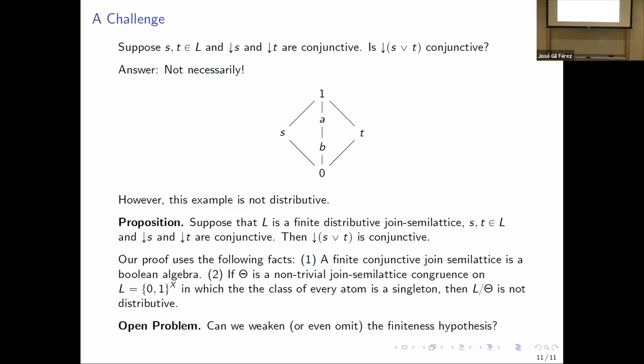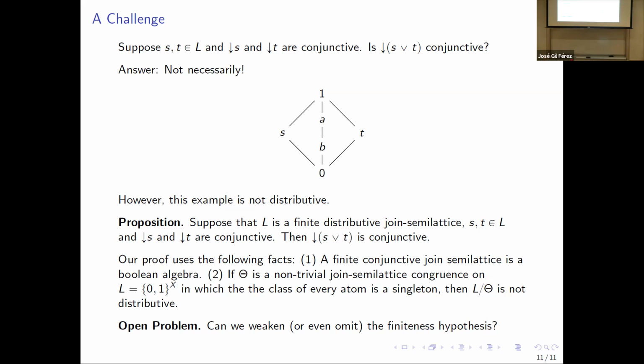So in the case of finite distributive join semilattices, this is true. And we argue as follows. It wasn't trivial, but first of all, a finite conjunctive join semilattice is actually a Boolean algebra. Second, if theta is a non-trivial join semilattice congruence on a Boolean algebra in which the class of every atom is a singleton, then L mod theta is not distributive. So those are facts I can find. But with the finiteness hypothesis, we get the result that we hope for.